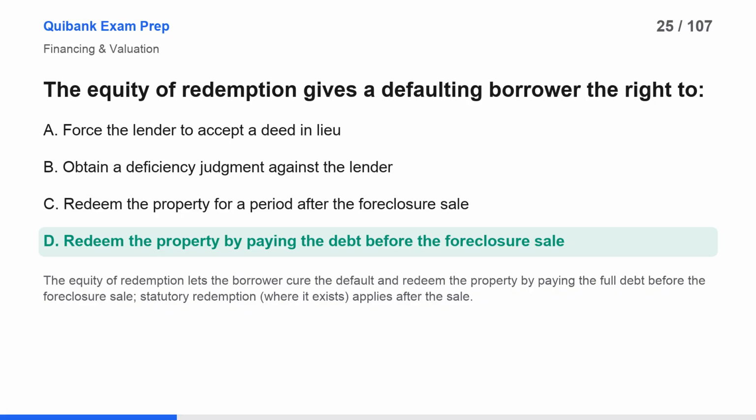The answer is D. Redeem the property by paying the debt before the foreclosure sale. The equity of redemption lets the borrower cure the default and redeem the property by paying the full debt before the foreclosure sale. Statutory redemption, where it exists, applies after the sale.